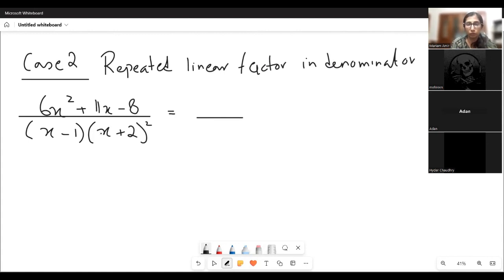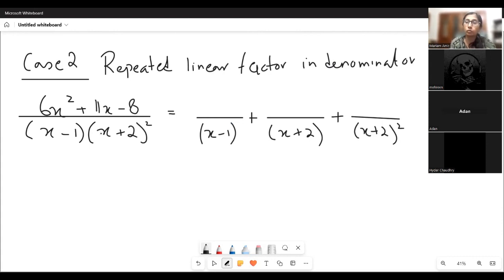Now again, you're going to split this into 3 fractions. Plus sign. First denominator is x minus 1. Second denominator is x plus 2 without any power, or the power is 1. And the third one is x plus 2 whole square. So now the alphabet here is going to be A, the alphabet here is going to be B, and the alphabet here is going to be C. Right? So the repeated denominator is written twice, once with power 1, and then again with power 2. Okay, so that's the second case.